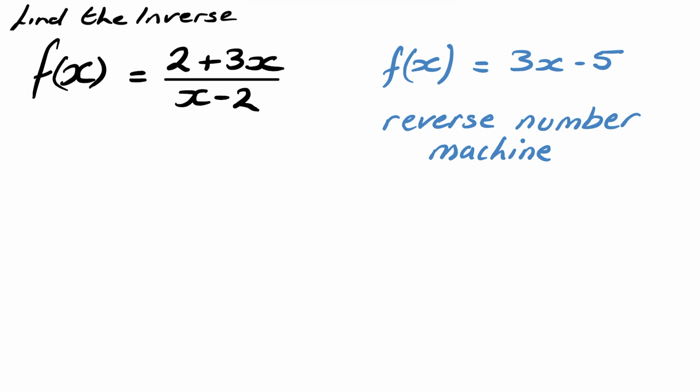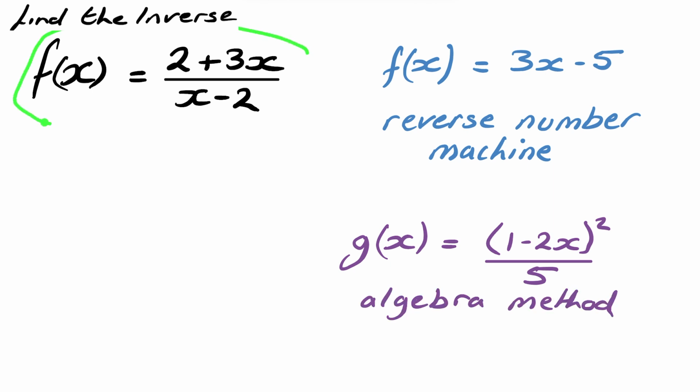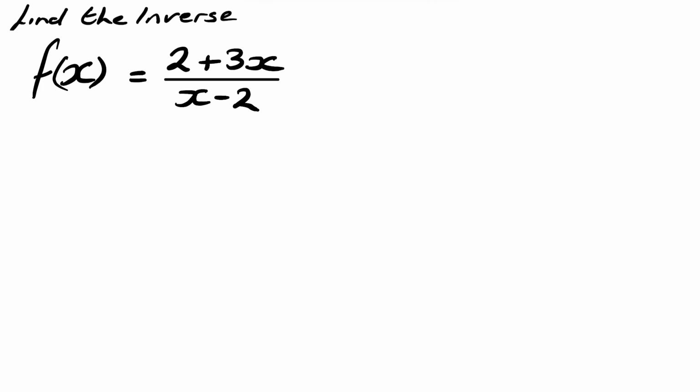Then we'll do this one, g of x. Functions are often named f, g, sometimes h. F is the most common, but you will come across other letters. So this one, g of x equals 1 minus 2x all squared all over 5, we'll use the algebraic method. But let's get started on this one first. I'm going to use the algebra method here purely because it's quite a big function, and if we were to use the reverse number machine it would be too long. You'll see what I mean when we come on to that later.